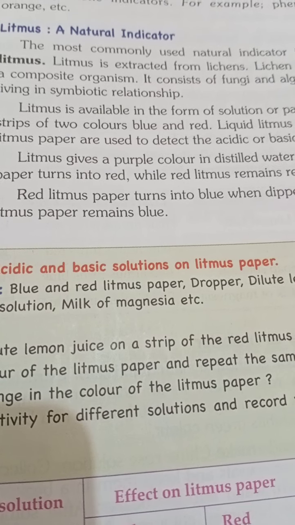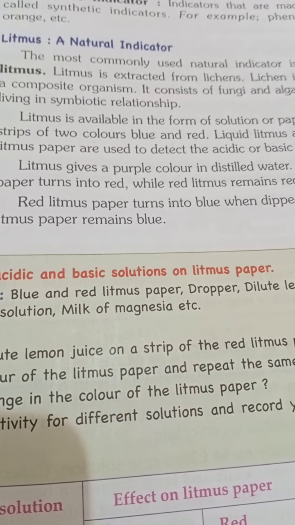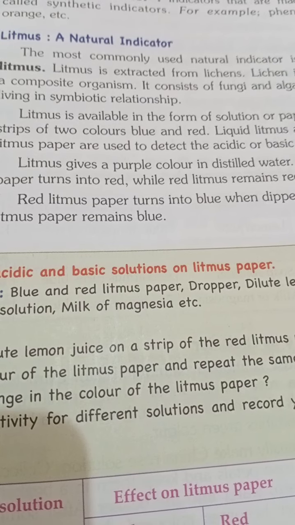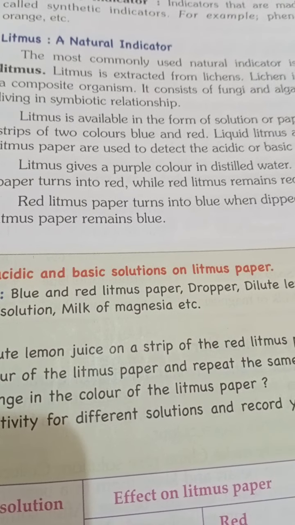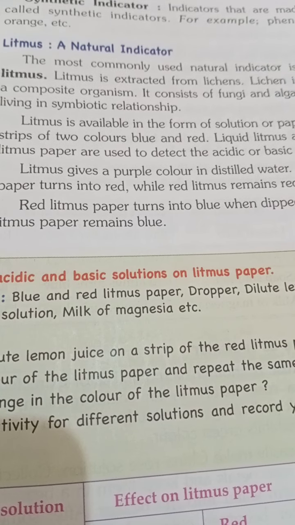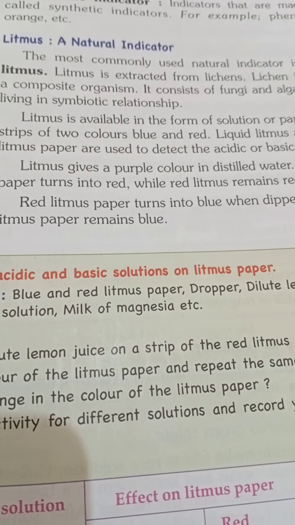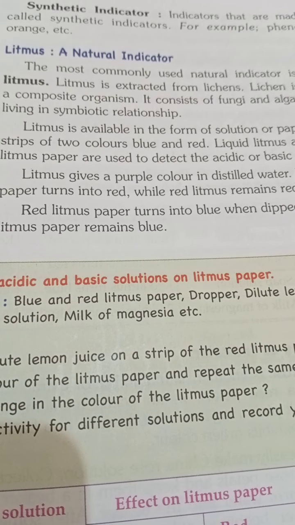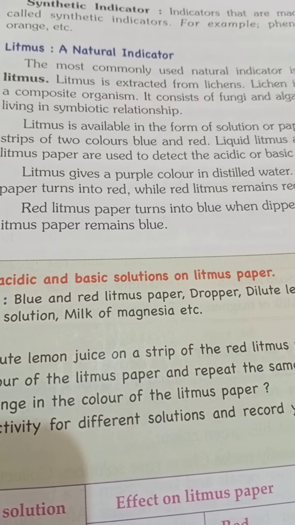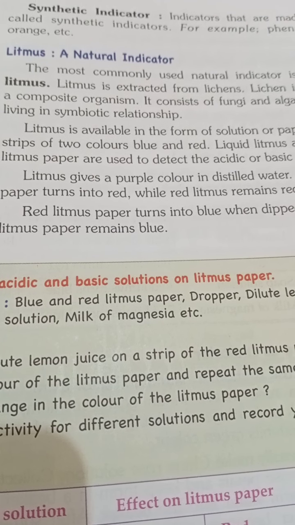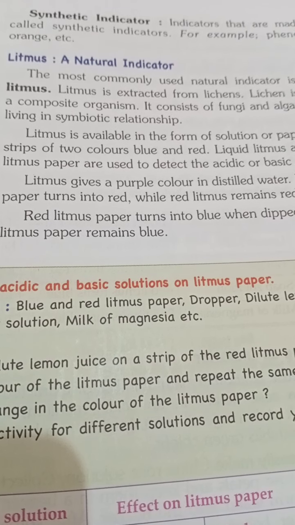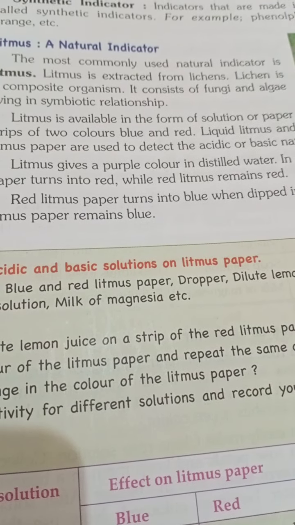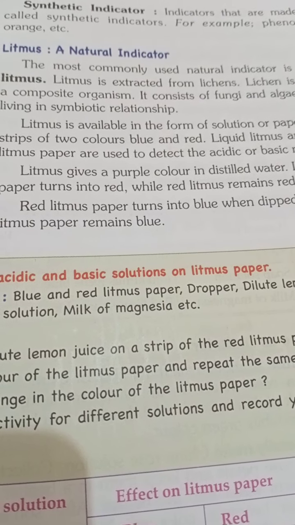Today we will study about indicators. The substance which determines the property of acid or base, the significance of acid and base, is called an indicator. Indicators are of two types, natural indicators and synthetic indicators. Natural indicators are obtained from nature, from plants and other means, and synthetic indicators are prepared by man in the laboratory.